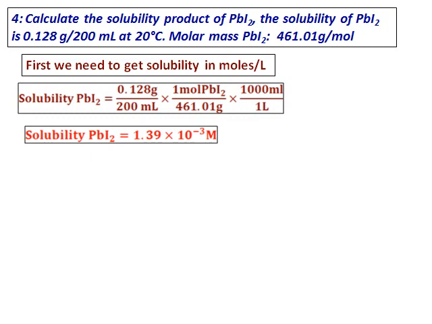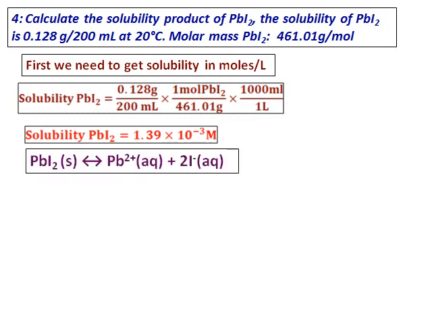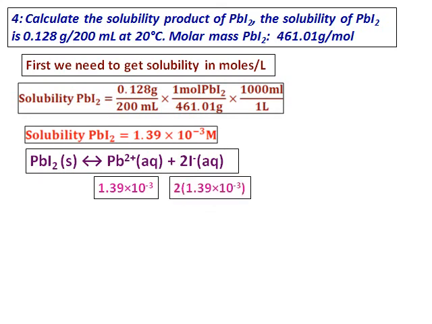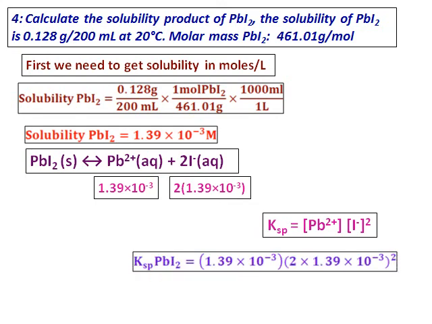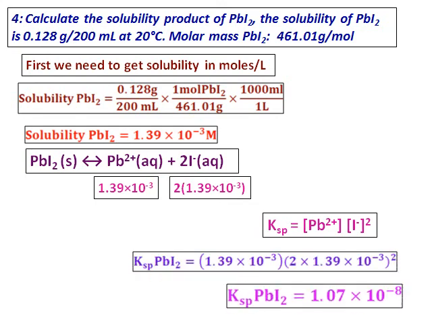Once I get the molar solubility, set up the equation and put in the concentrations, and remember that for iodide it will be 2 times the solubility we got. Then write down the Ksp equation. Remember to write the I minus concentration to the power of 2, substitute all the values, and calculate the solubility product of PbI2.